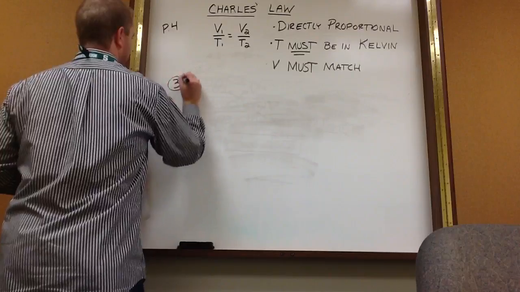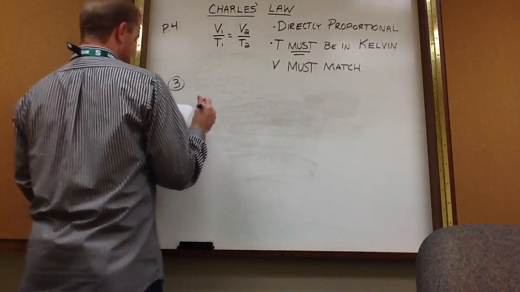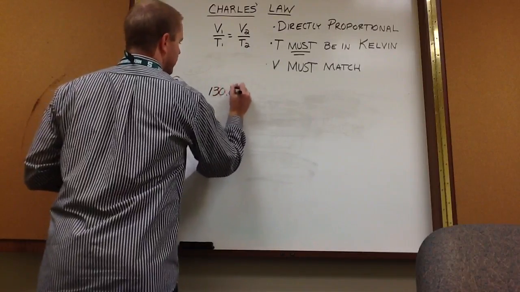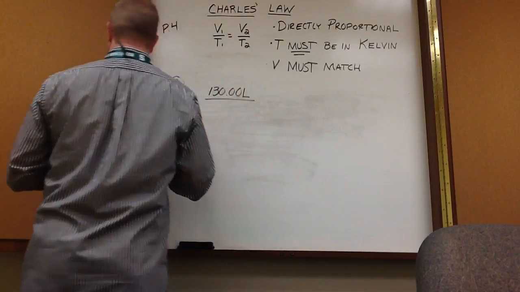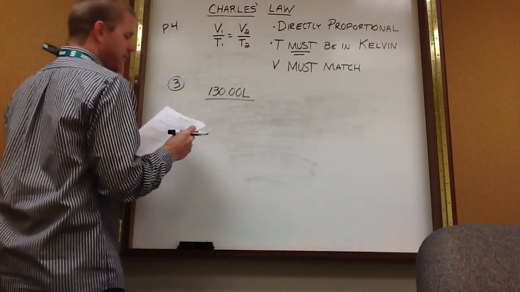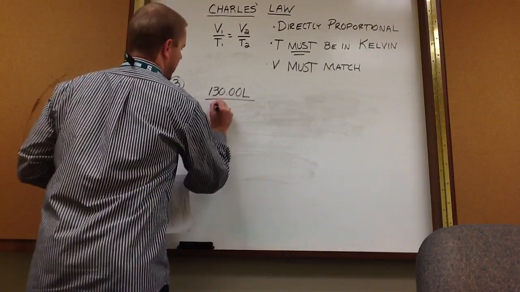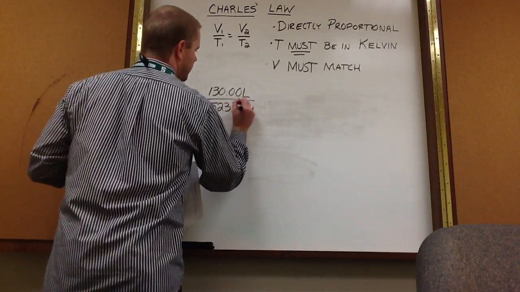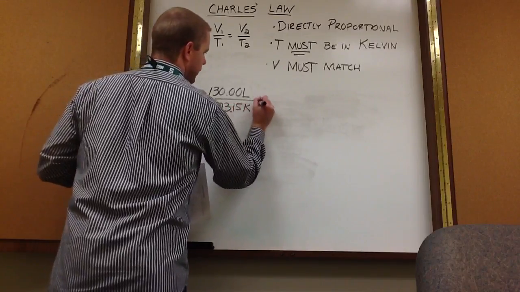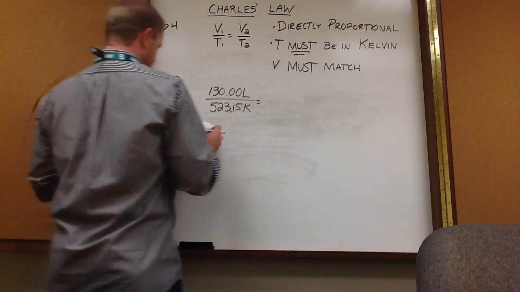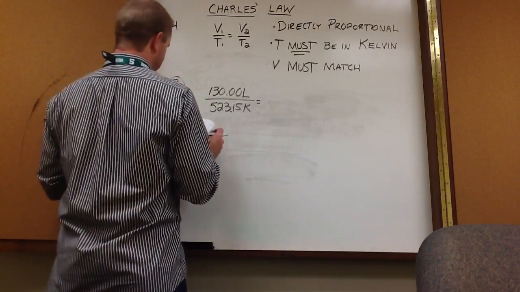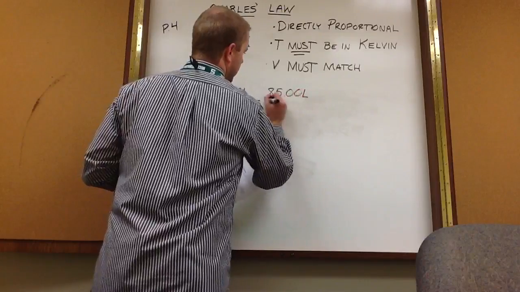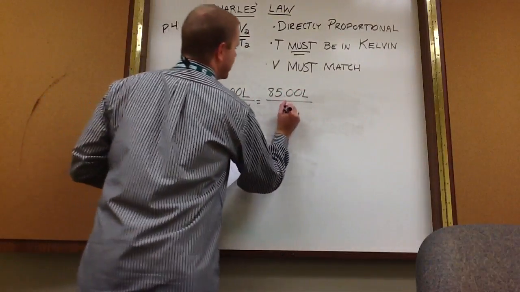Number 3. Number 3 says, okay, if I have 130.00 liters, so 5 significant figures, that's the volume, and a temperature of 250 degrees Celsius, which will become 523.15 Kelvin. If I cool the gas until the volume decreases to 85.00 liters, what is the new temperature?